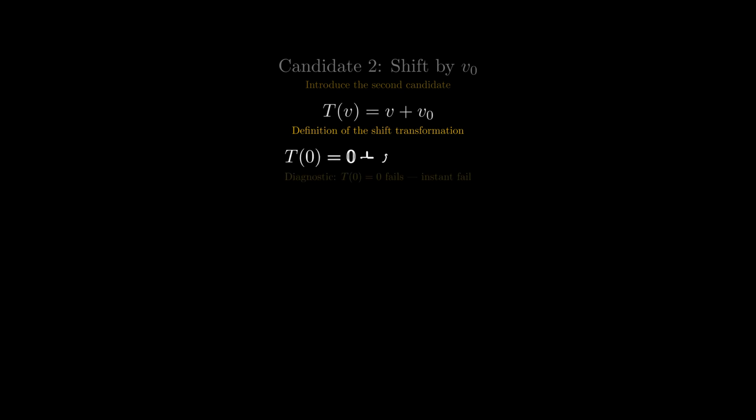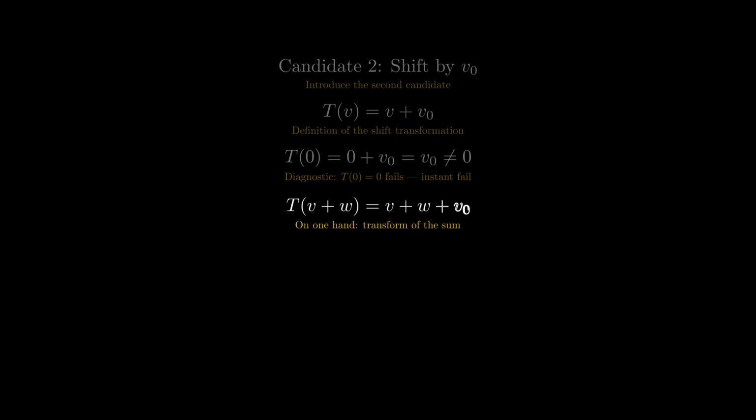Now for the second candidate, a shift by a fixed vector v0. The transformation T sends v to v plus v0. Let's run our diagnostic. Plug in 0. T of 0 equals 0 plus v0, which is just v0, and that is not the 0 vector. Instant fail. But let's also look at additivity to see exactly how it breaks.